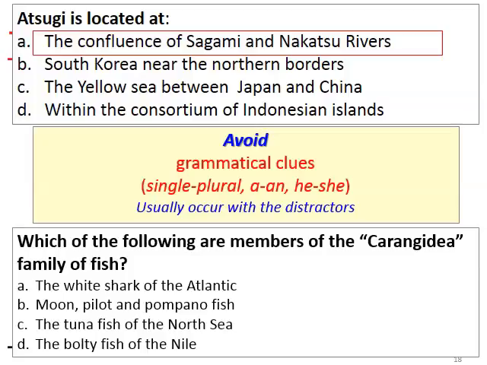Question number 6. Which of the following are members of the Carnegiidae family of fish? The white shark of the Atlantic, moon, pilot, and pompano fish, the tuna fish of North Sea, the Balti fish of the Nile. That's easy. Again, it's grammar. Which of the following are members? And this is the only choice that matches a plural.